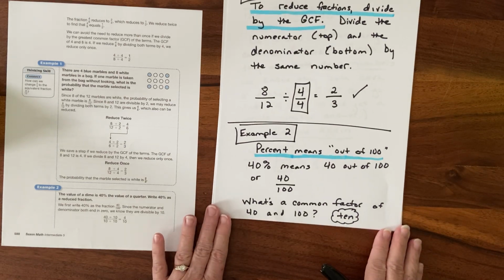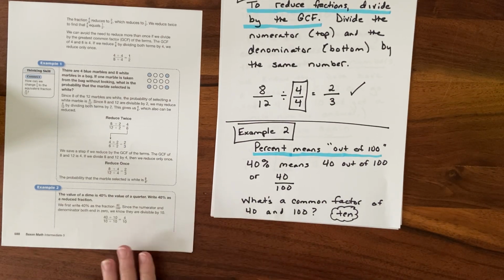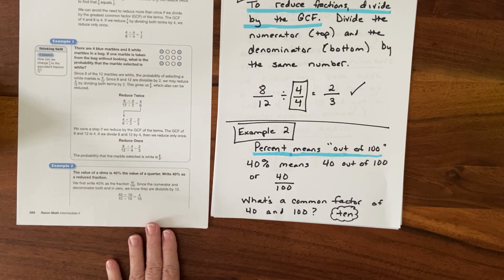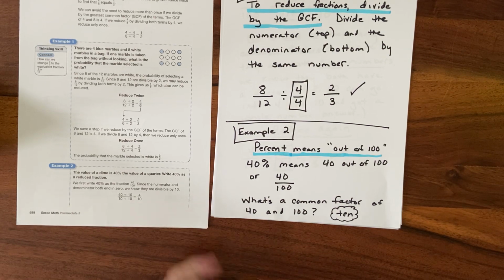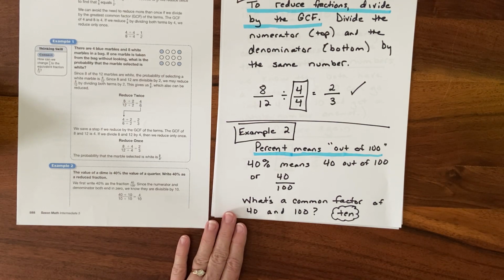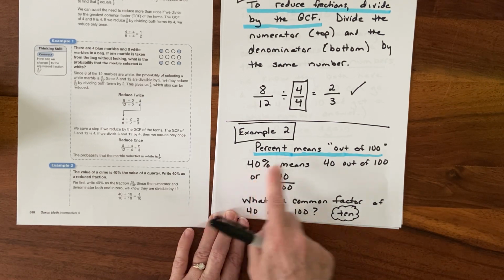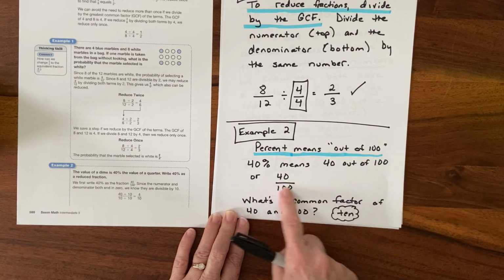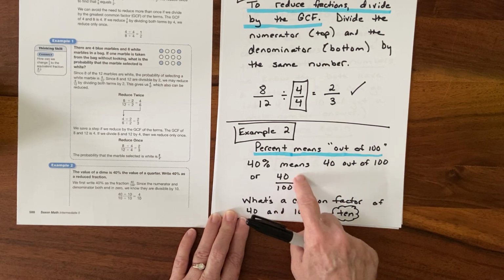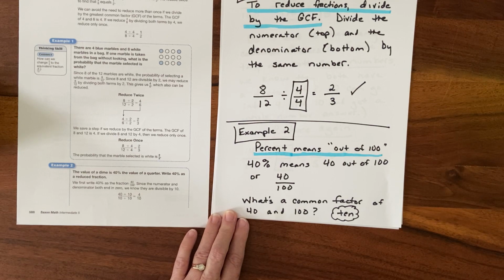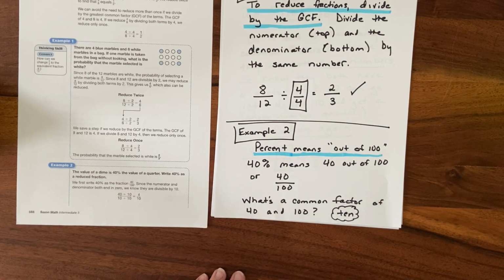Okay, so let's do example 2. Again, they're throwing something tricky at us. They're doing percents, so we've got to think about what that means for a minute. Remember, a percent means out of 100. So 40% means 40 out of 100, or I can write it this way, 40 divided by 100. 40 hundredths. Say that a bunch of different ways, but it's all the same amount. So they're going to say in their problem, what's a common factor of 40 and 100?